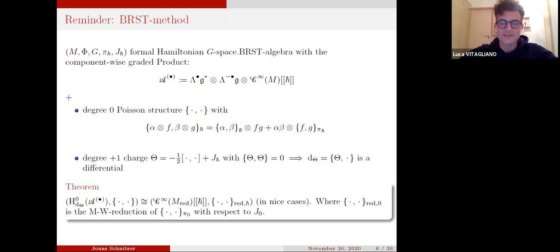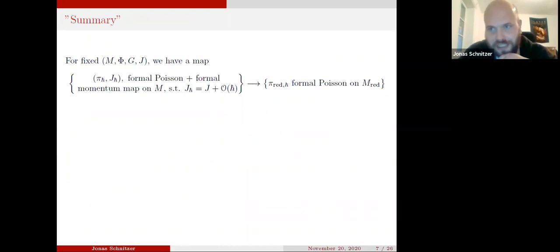Okay. So what we've seen is, if we fix a moment map and the Lie group action, I mean an equivariant map from g to the smooth functions, then these procedures give us a map from these formal expansions of Poisson structures and formal moment maps to formal Poisson structures. But we need to fix the zeroth order of the moment map, because out of this moment map we cooked up the reduced manifold.